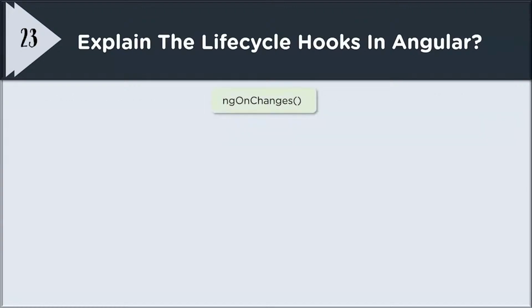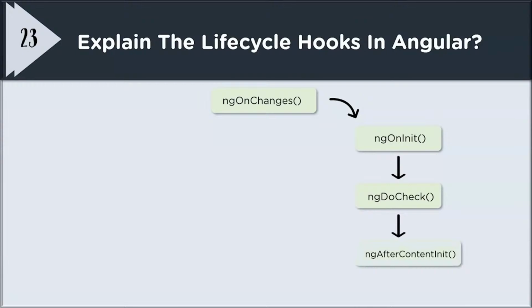First up is ngOnChanges. Now this responds when Angular sets or resets data-bound input properties. ngOnInit is a hook that initializes the directive or a component after Angular first displays the data-bound properties and sets the component's input properties. ngDoCheck detects and acts upon the changes that Angular can't or won't detect on its own. ngAfterContentInit responds after Angular projects external content into the component's view. ngAfterContentChecked responds after Angular checks the content projected into the component.